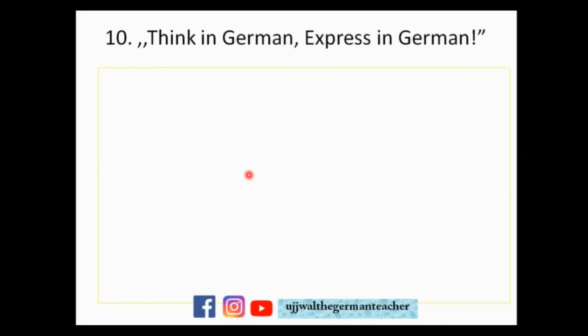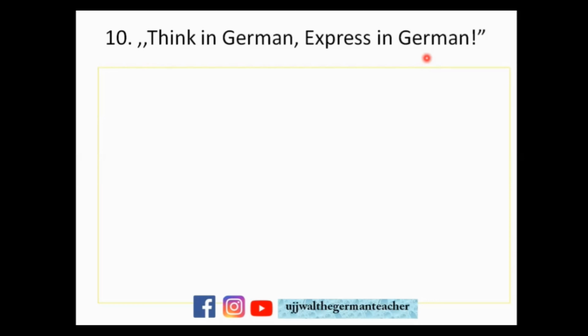Okay, so here this is the important message: think in German and express in German. This is very important. When you are learning a new language, it's not about the language only, it's about culture, it's about how you express. In any language, the main goal is to express yourself, what you want to say. Okay, it's not about high end words or very complicated words you want to use. No, you want to express yourself, how to do it.